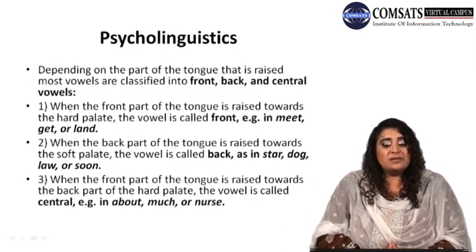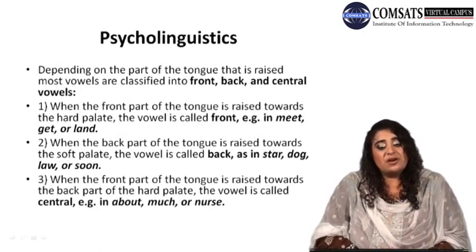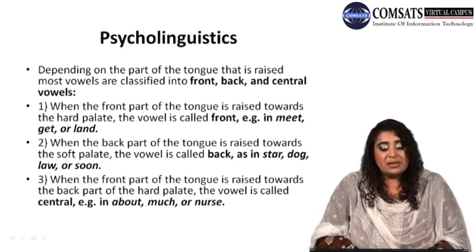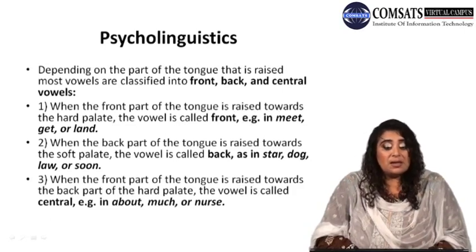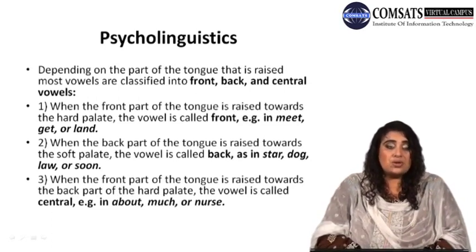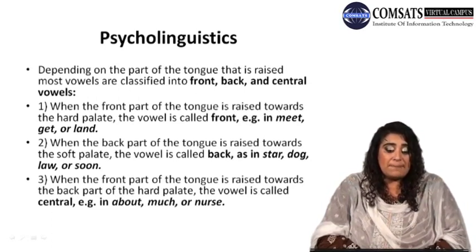Now, depending on the part of the tongue that is raised, most vowels are classified into front, back, and central vowels. When the front part of the tongue is raised towards the hard palate, the vowel is called front. For example, in meet, get, or land. When the back part of the tongue is raised towards the soft palate, the vowel is called back, as in star, dog, law, or soon. Now, when the front part of the tongue is raised towards the back part of the hard palate, the vowel is called central, for example, in about, much, or nurse.